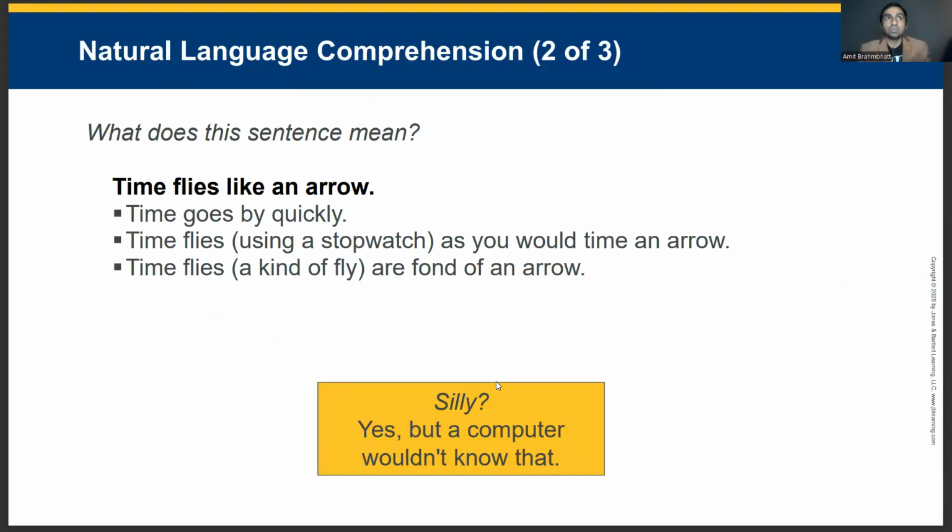Slide 45, Natural Language Comprehension, 2 of 3. The sentence, "Time flies like an arrow," demonstrates ambiguity. It could mean time passes quickly, or that you should time flying insects using an arrow. Humans easily discard the silly interpretations, but computers may not. This shows why literal interpretations can fail in AI systems.